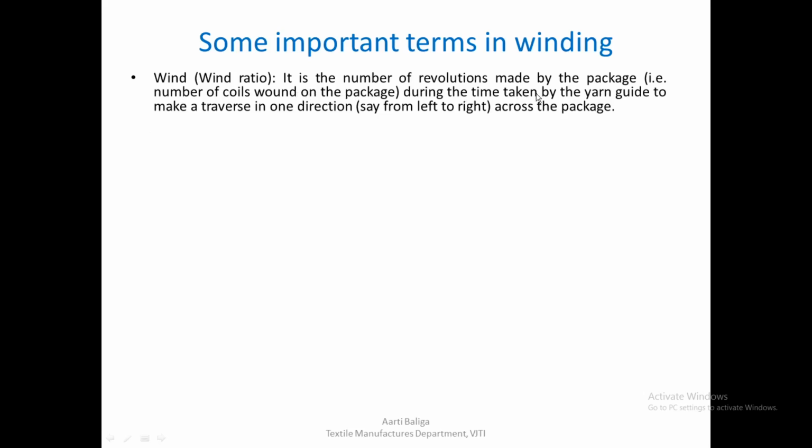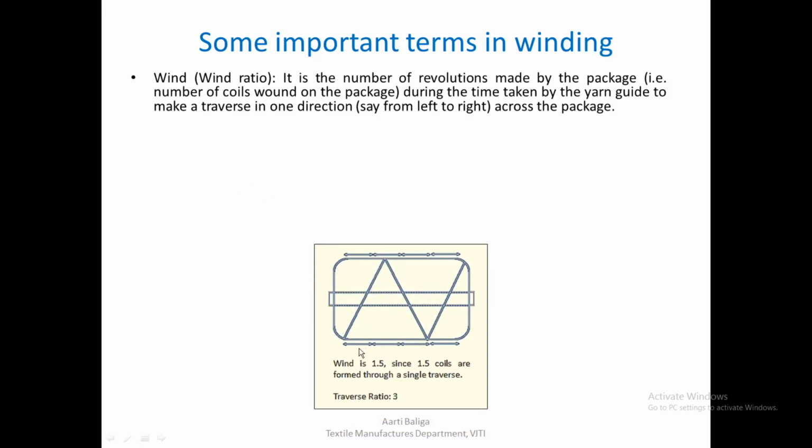It is the number of revolutions made by the package, that is, the number of coils wound on the package during the time taken by the yarn guide to make a traverse in one direction, say from left to right across the package. In one single traverse of the traverse guide, from left to right or right to left, the number of revolutions made by the package is the wind or the wind ratio. In the diagram, you can see the yarn would travel from left to right in 1.5 coils. So this would be one single traverse.